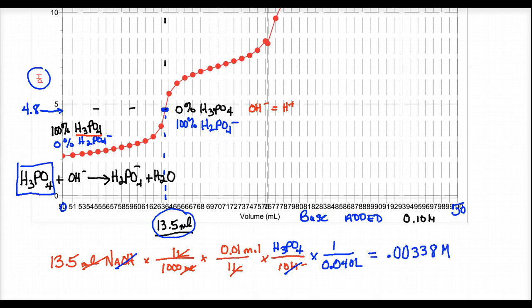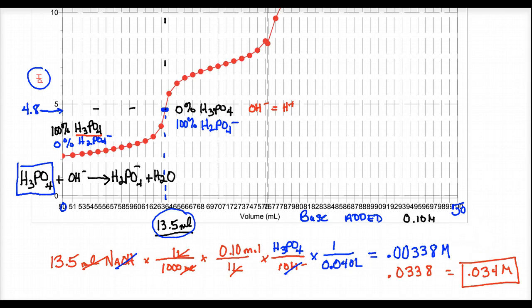Okay, I can see I made my first mistake because this looks really low when I solve for it. And I see that I have 0.1 molar, not 0.01. Okay, so let me change that and make my correction. 0.10 molar, and this makes 0.0338, or 0.034 molar. And that's my concentration of my phosphoric acid.